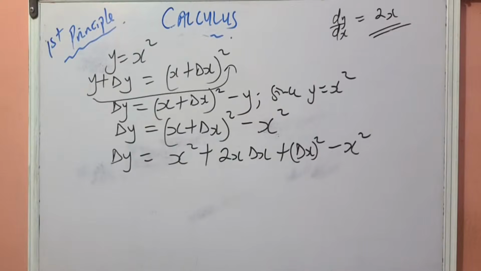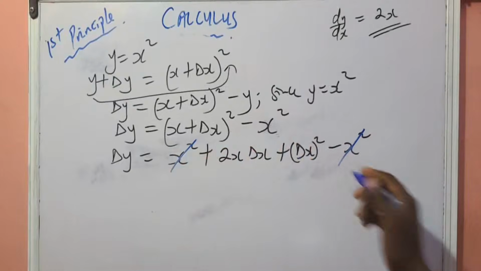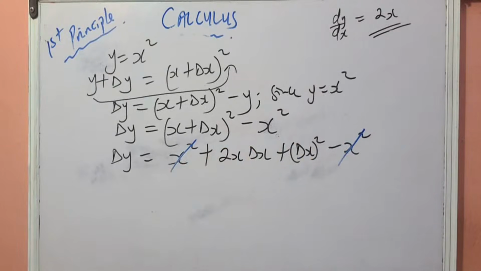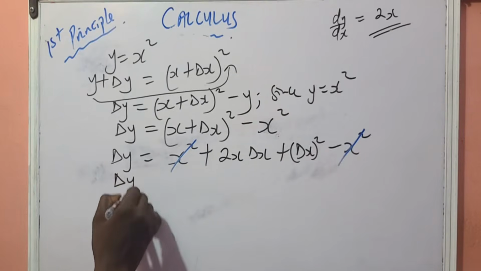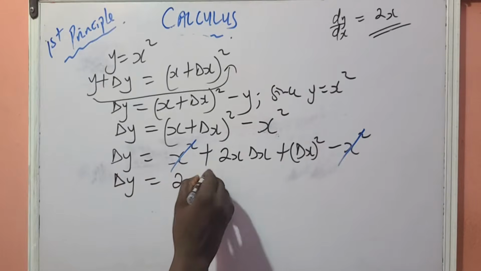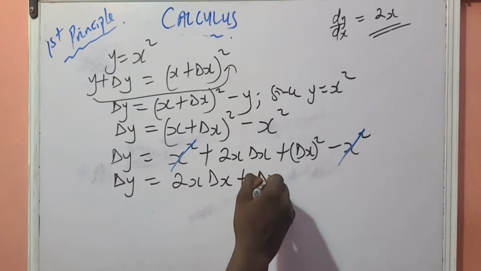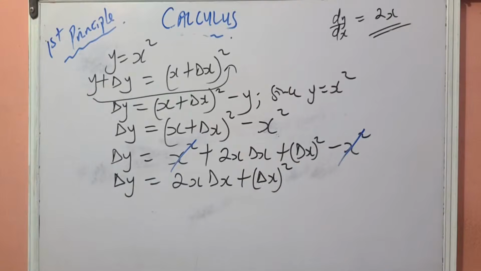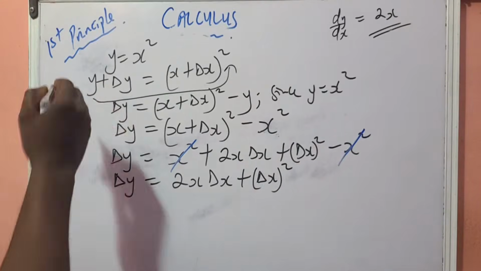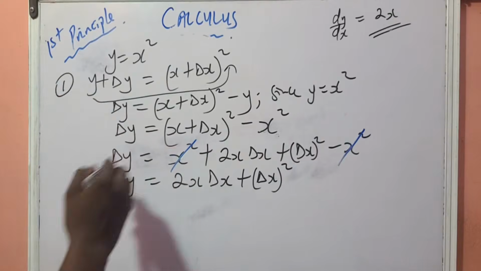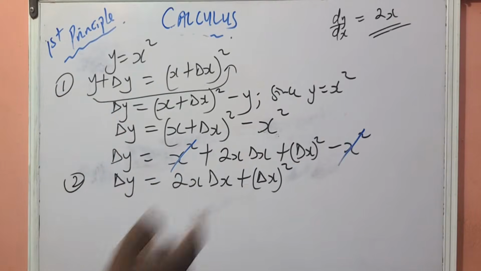So this is good, but we can see something is happening right here. There's x squared here. There's x squared here. So obviously, these 2 can cancel each other. This will cancel this, and we are left with change in y being equal to 2x dx plus dx all squared. So we have done step number 1. This was step number 1. This is step number 2. We have made the change in y the subject of formula. We have simplified. All right.